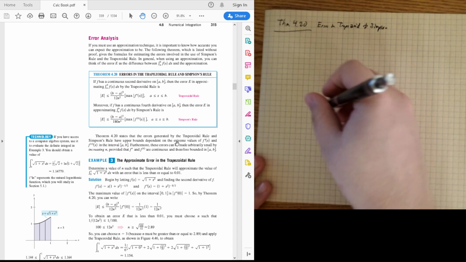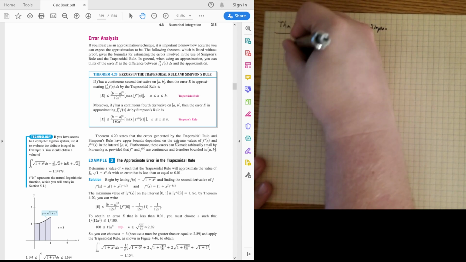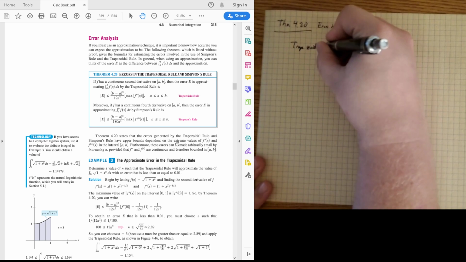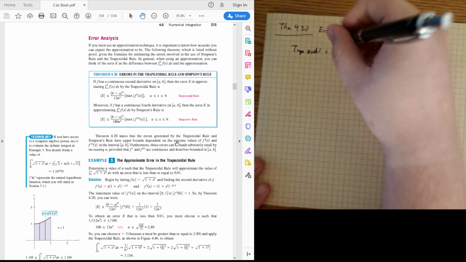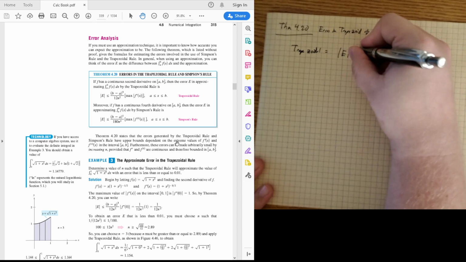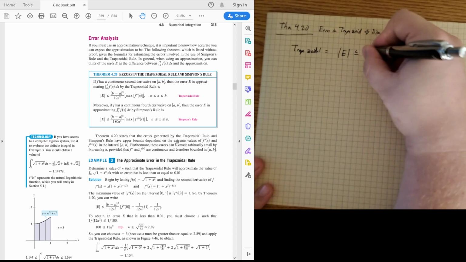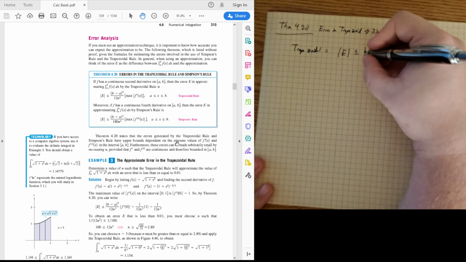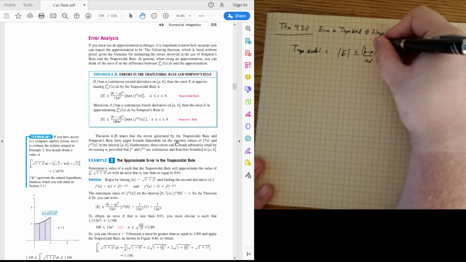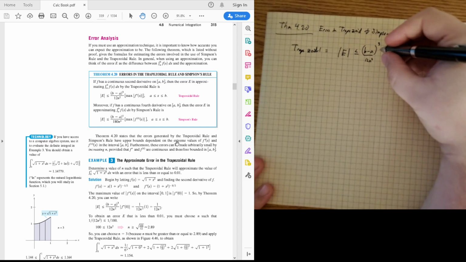So, if you're looking at the trapezoidal rule, let's write them out before we begin. The trapezoidal rule has the following error. The error, how far off we are, is equal to this formula. These are again found in your text.